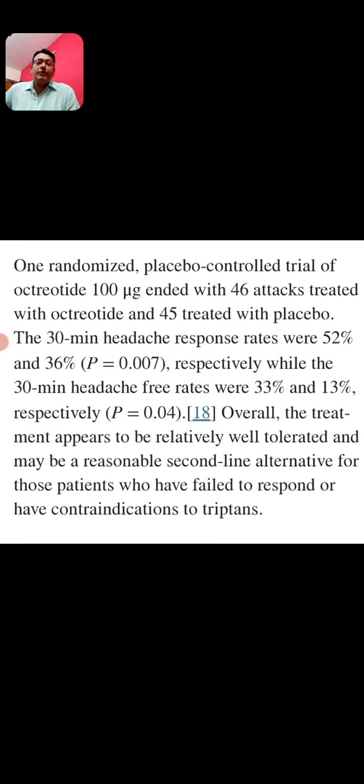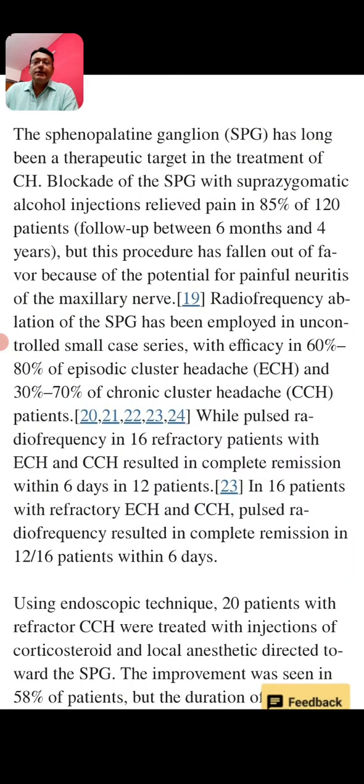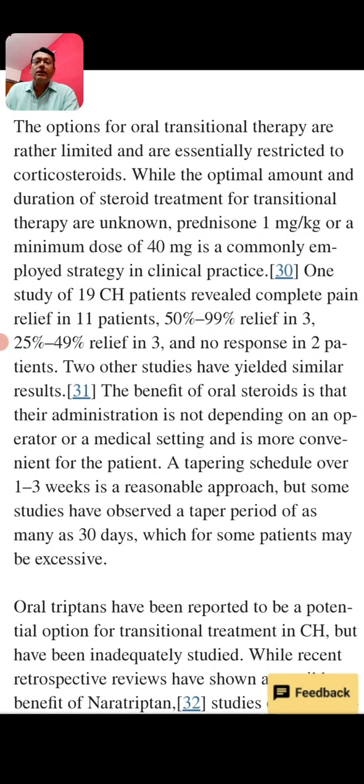Also, an oral randomized placebo-controlled trial of octreotide has shown efficacy. Overall, the treatment appears to be relatively well tolerated. Another important intervention is the sphenopalatine ganglion, which has long been a therapeutic target in the treatment of cluster headache. Blockade with suprazygomatic alcohol injections relieved this pain in 85% of the patients in one study. Using an endoscopic technique, 20 patients with refractory cluster headache were treated with injection of corticosteroids and local anesthetics directed towards the sphenopalatine ganglion.